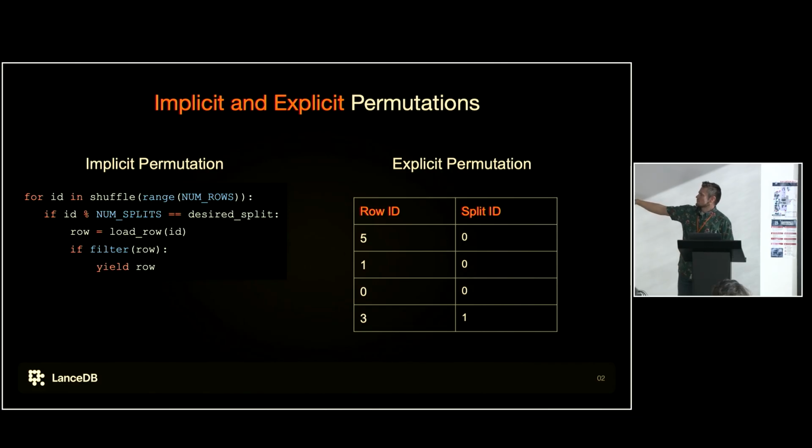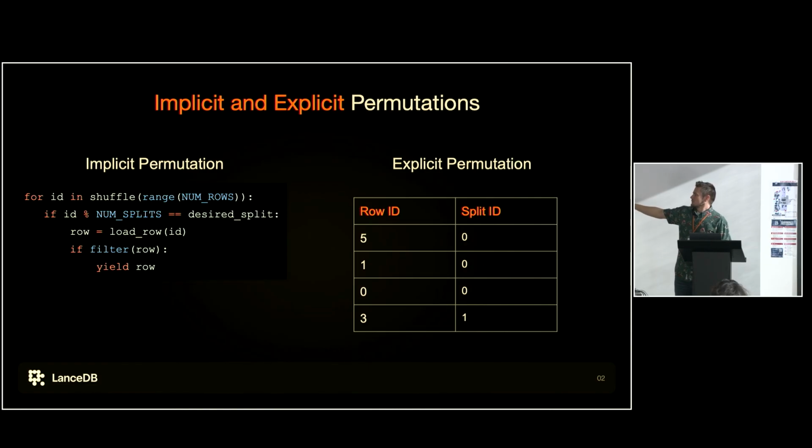A lot of times with an implicit permutation, you're filtering rows after you load the row. There are some pros and cons when we talk about explicit permutations, where we can avoid that, and I'll get a little into that later. An explicit permutation is just, OK, I'm going to figure out my permutation first, and I'm going to write it down. And that's what we're doing at LanceDB, basically: the first thing you do if you want to do data loading is you create a permutation.